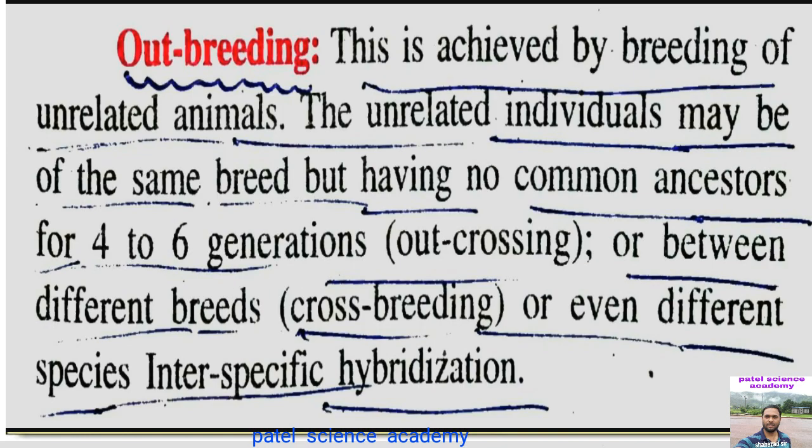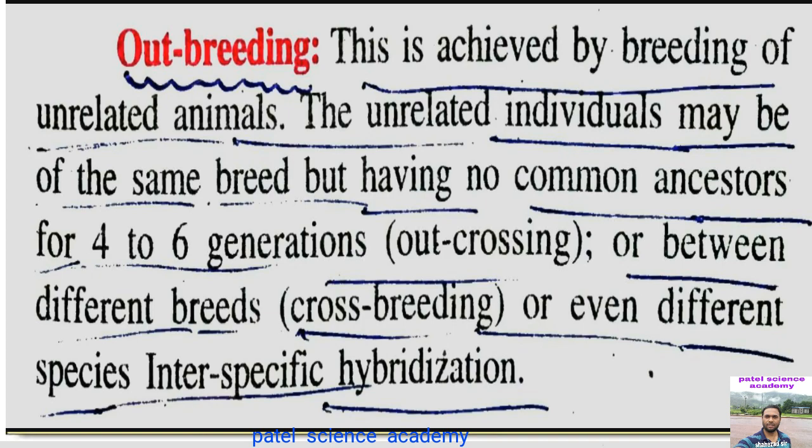Now we'll go for outbreeding. Outbreeding involves the breeding of unrelated animals. Dear students, as we have seen in inbreeding, there was a cross or mating between two closely related animals, but in outbreeding there is breeding between unrelated animals, and the animals may be of the same breed but have no common ancestor for 4 to 6 generations. So this is the difference between inbreeding and outbreeding.